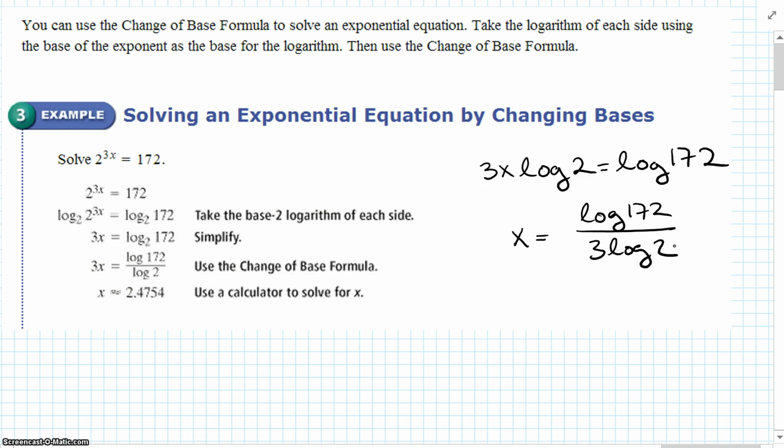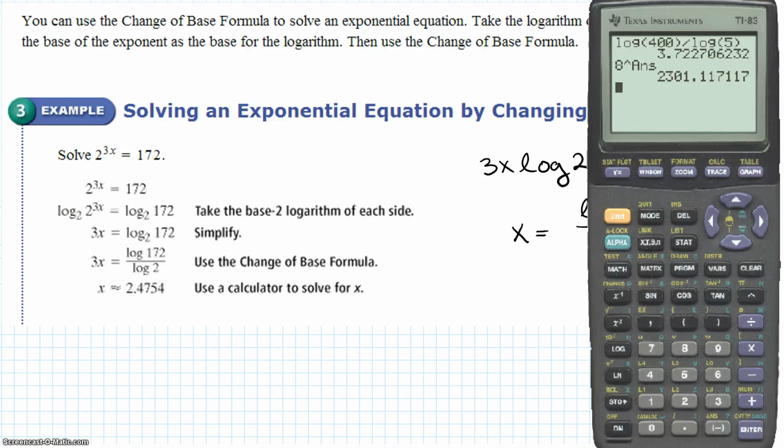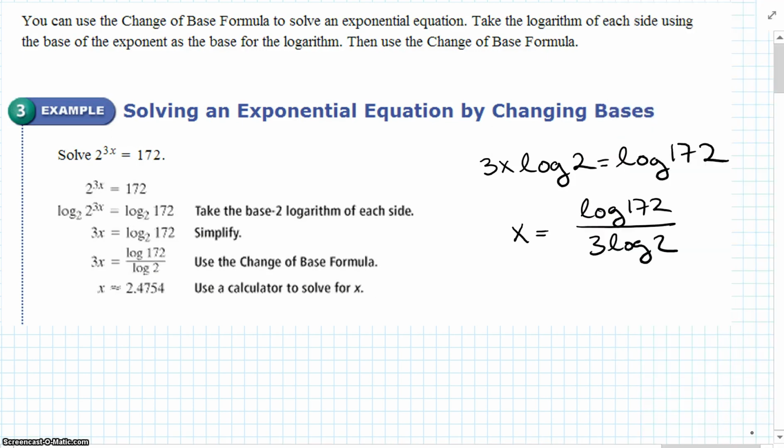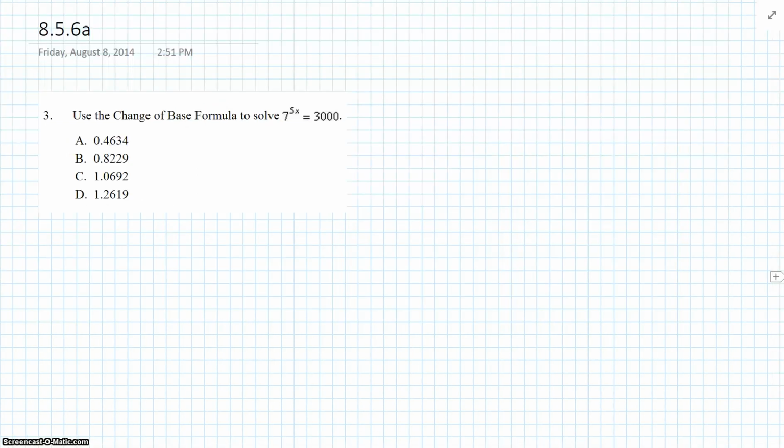So when we do that, plug it in our calculator. So I can say the log of 172 divided by 3 times the log of 2. And I get 2.4754. So x equals 2.4754, just like the book shows. Okay, next example.